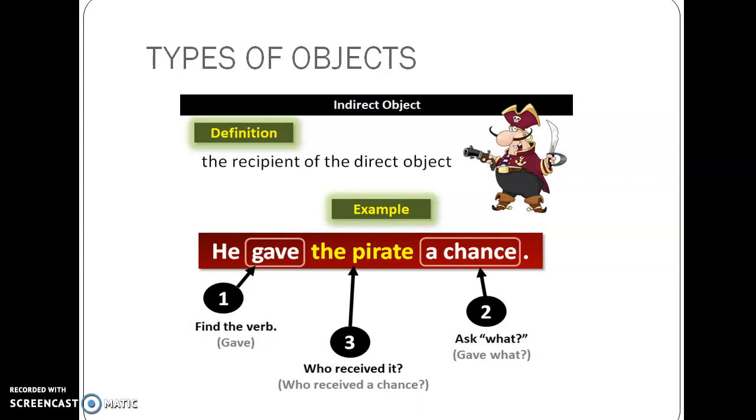So what is an indirect object? An indirect object is the recipient of the direct object. Now there is somebody or something who receives the direct object. That is an indirect object. A direct object is the object which receives the action. An indirect object is the object which receives the direct object. Read the example once again. He gave the pirate a chance. He gave what? Chance. Chance is the direct object. To whom was the chance given? The pirate. The pirate is the indirect object.